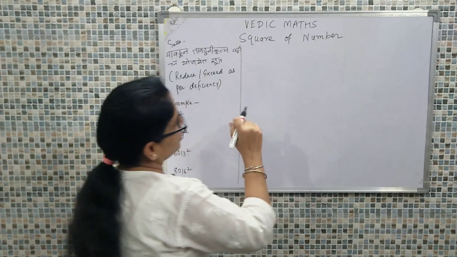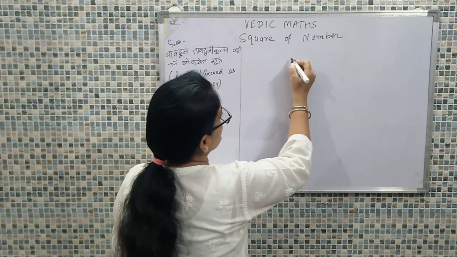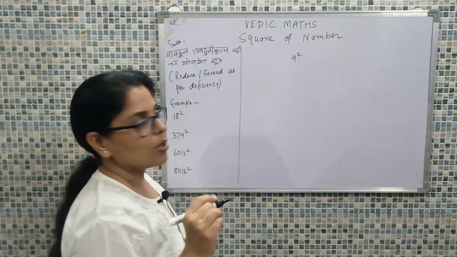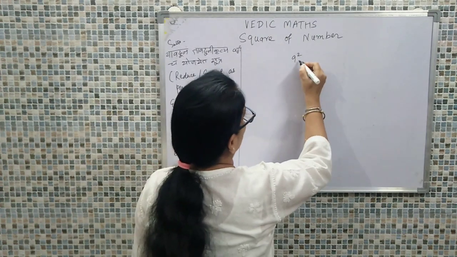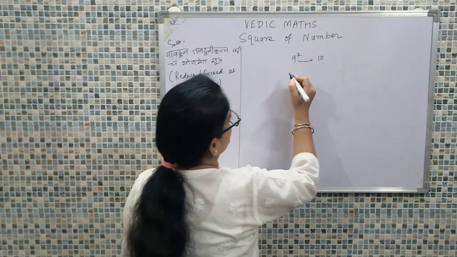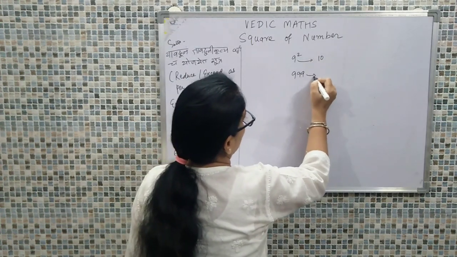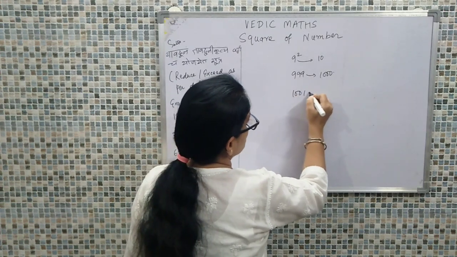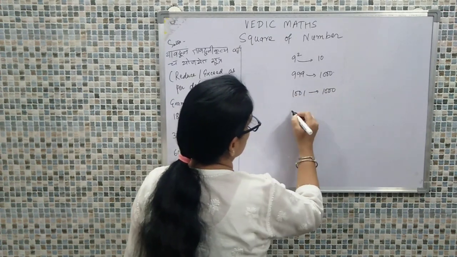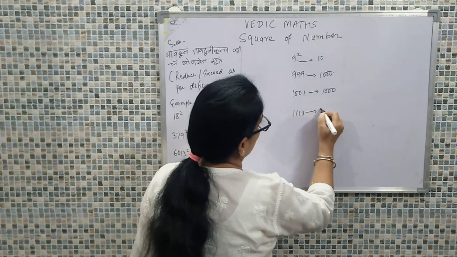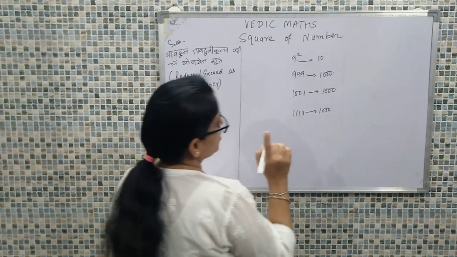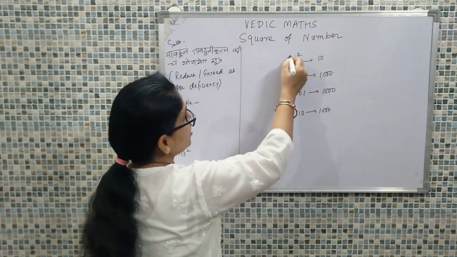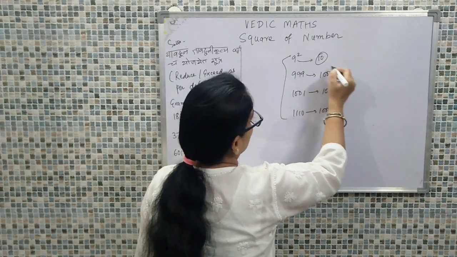Before this discussion, in the last discussion we talked about, suppose we want to calculate the square of 9. This number was close to 10. Next is 999, this number is close to 1000. Suppose we have 1001, this number is close to 1000. 1110, this number was close to 1000.